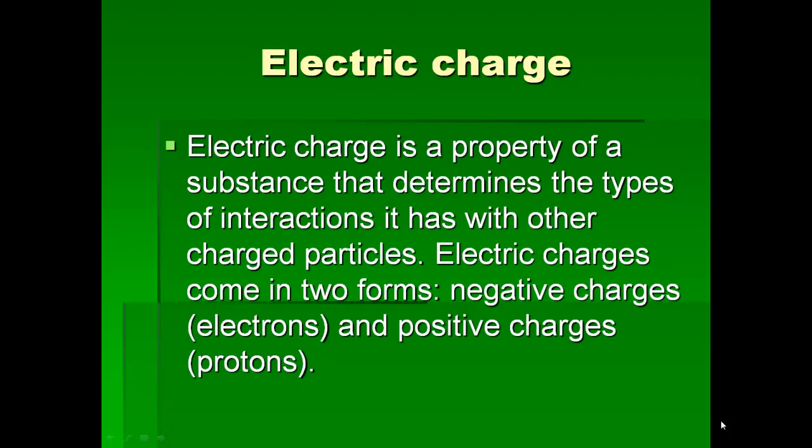When we talk about electric charges, they come in two different forms. Negative charges, of course, in the form of electrons, and positive charges in the form of protons. Think for a minute about where each of those types of charges are kept inside an atom.